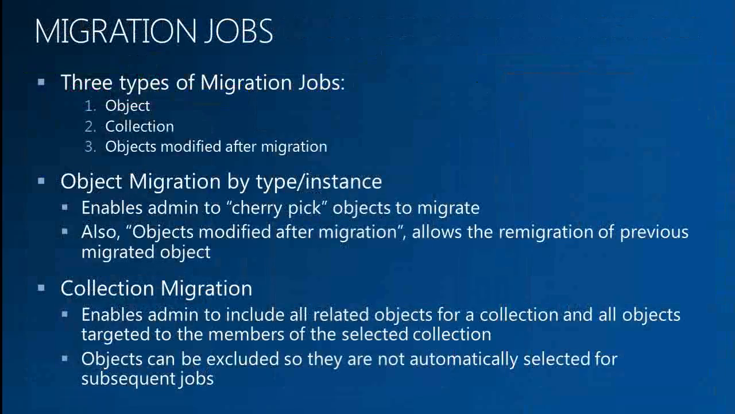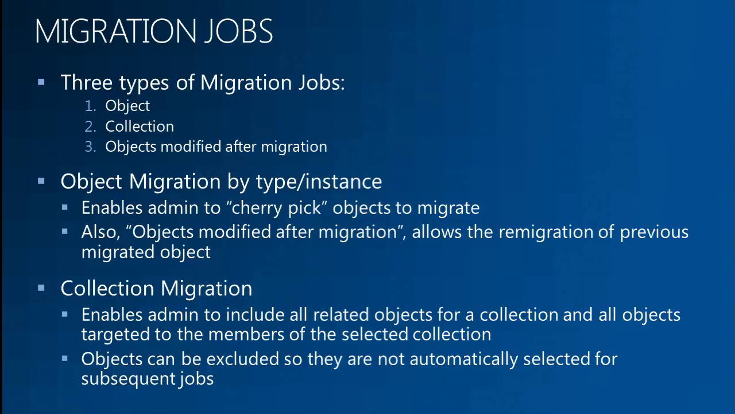So what are the migration jobs? There are three different types of migration jobs: object migration, collection, and objects modified after migration. Object migration is where you could cherry pick. I want this metering rule. I want this software update package. I want this, I want that. And I just want to migrate those across.